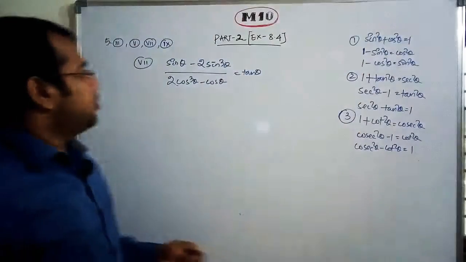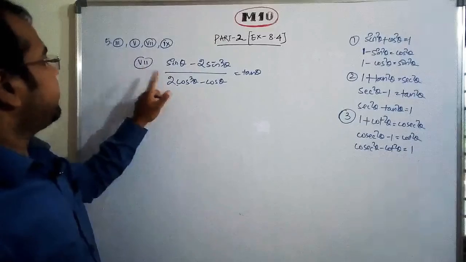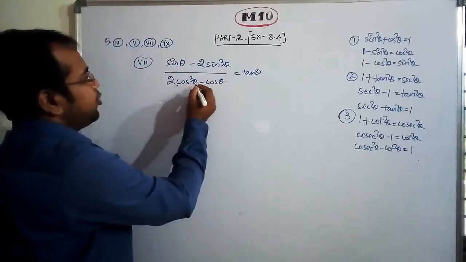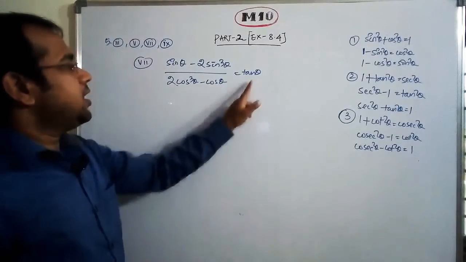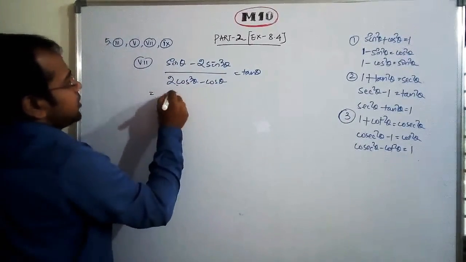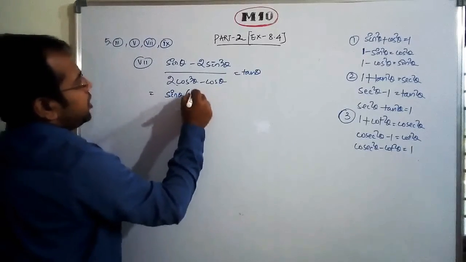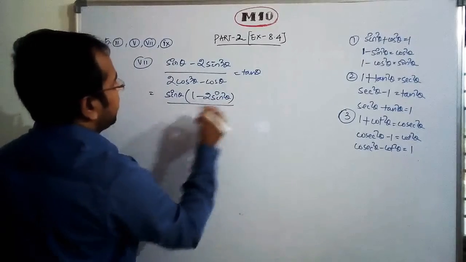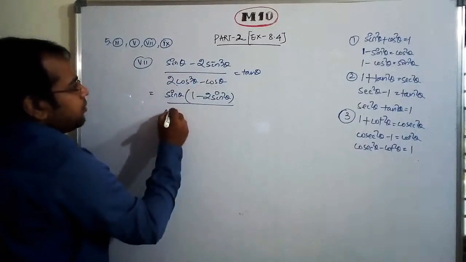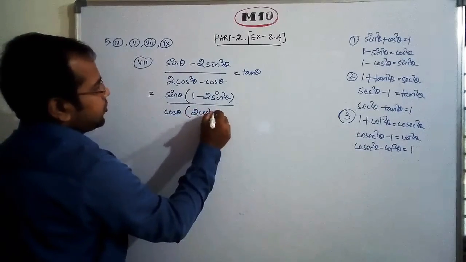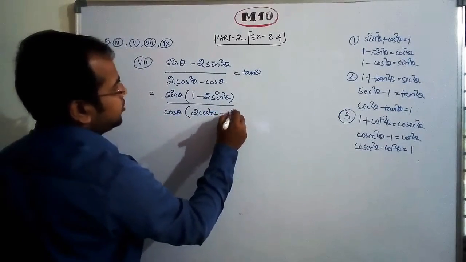So let us go to question number 7, that is sin theta minus 2 sin cube theta divided by 2 cos cube theta minus cos theta is equal to tan theta. Now see here, what can be taken out common? Sin theta can be taken out common. You have 1 minus 2 sin square theta divided by, here cos theta can be taken out common, you have here 2 cos square theta minus 1.